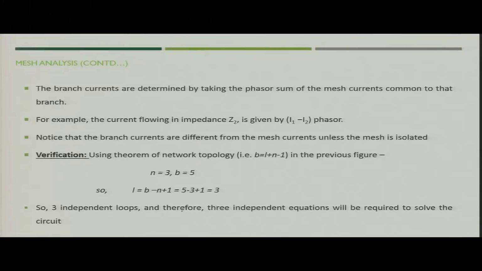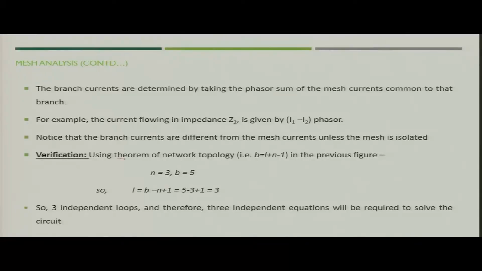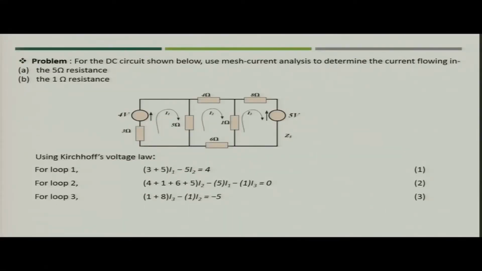We also discussed that if we do not know whether we have got the required number of equations or not, that can be established with the help of the theorem of network topology, which says that the number of branches equals the number of loops plus the number of nodes minus 1. So, in the previous figure the number of nodes was 3 and branches was 5. So, we got the number of loops equal to 3. That means we need a minimum of 3 independent equations to solve this circuit.